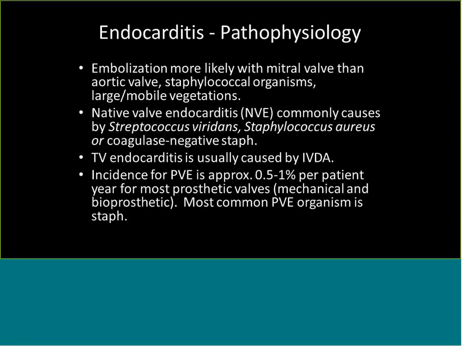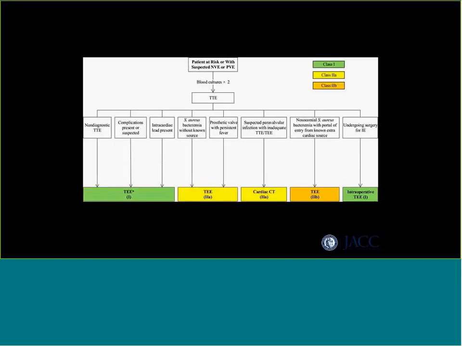Incidence of prosthetic valve endocarditis is about 0.5 to 1% per patient year for most prosthetic valves, mechanical or bioprosthetic. Again, that leads to the point that if you can get a good durable repair in the setting of endocarditis, that reduces the risk for patients of having endocarditis. And then the most common prosthetic valve organism is staphylococcal.